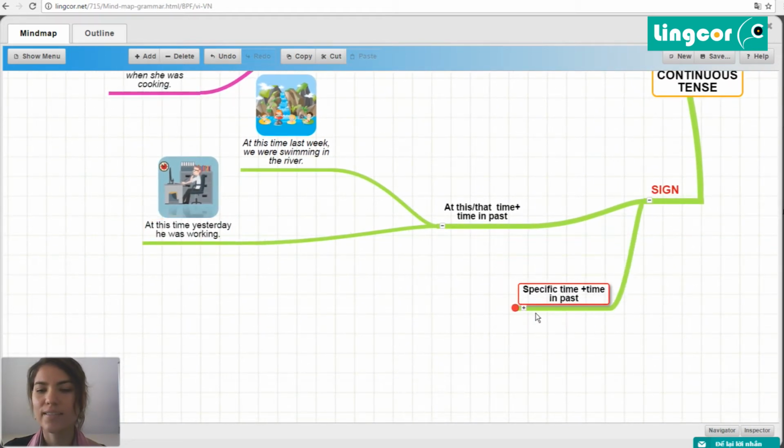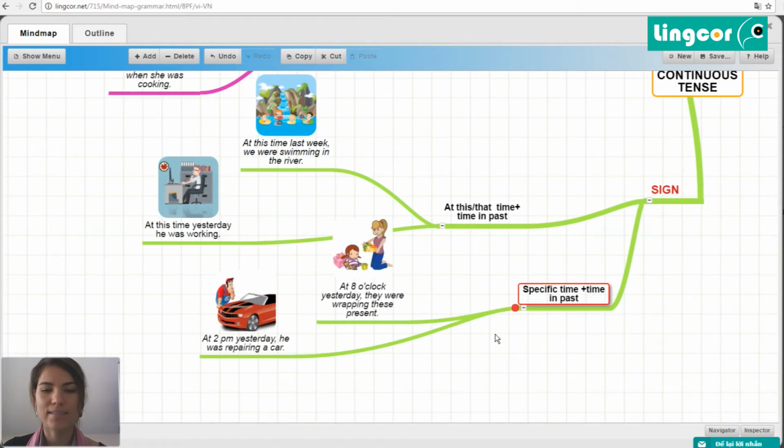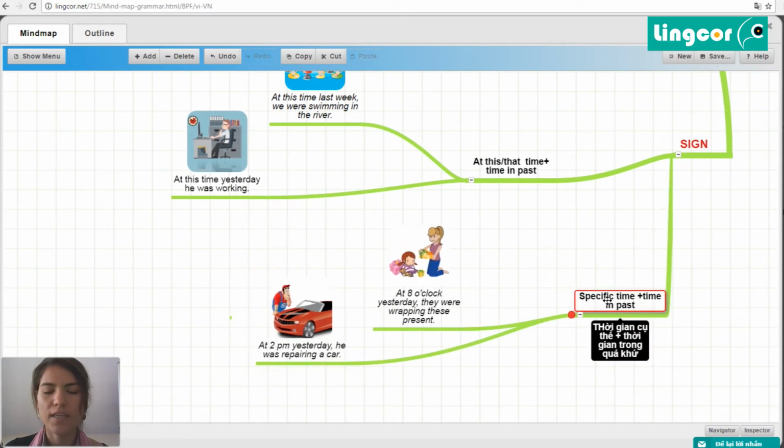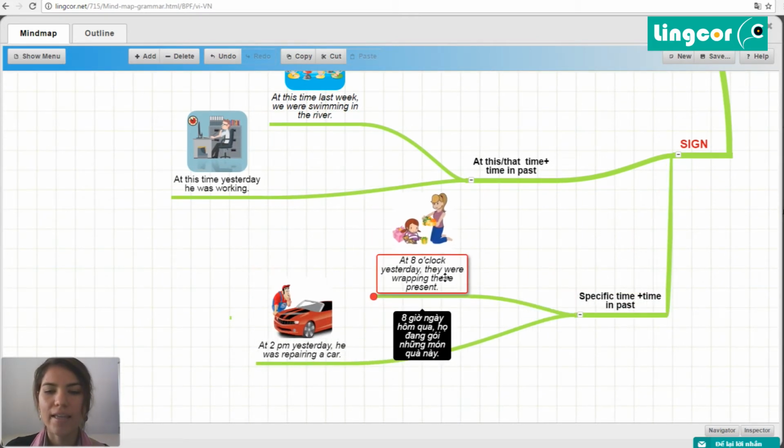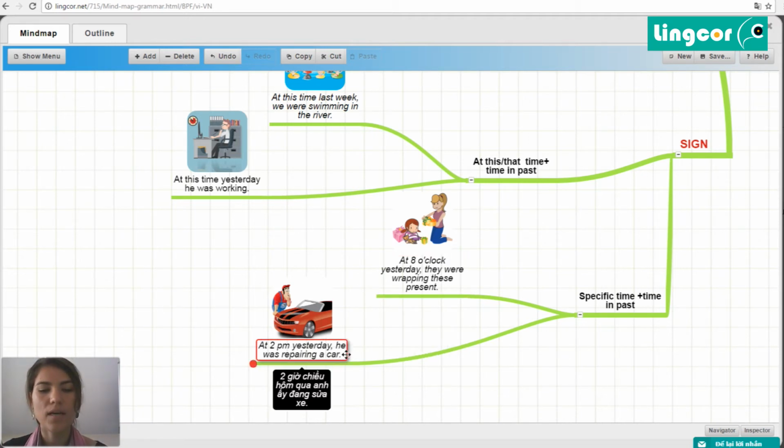Some more signs, a specific time and a time in the past. Here are some examples. At 8 o'clock yesterday, they were wrapping these presents. And at 2 p.m. yesterday, he was repairing a car.